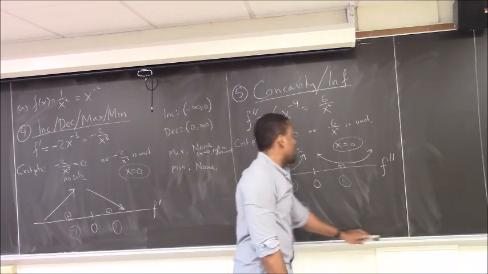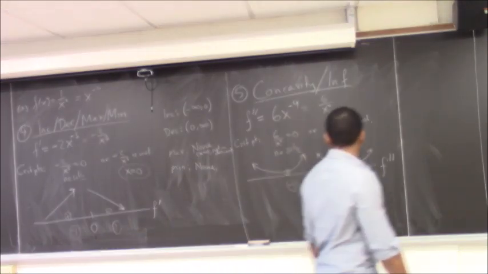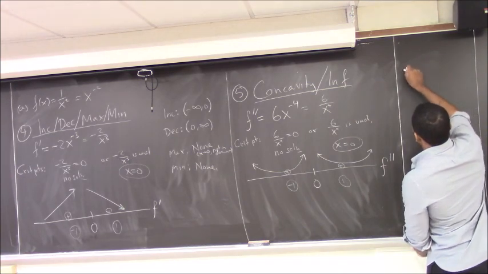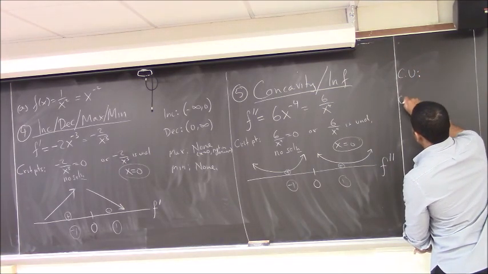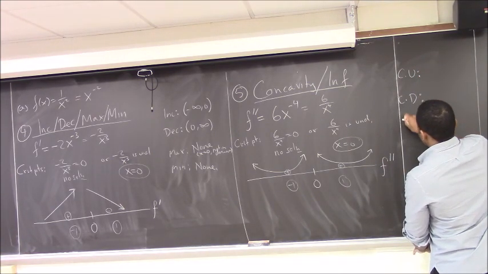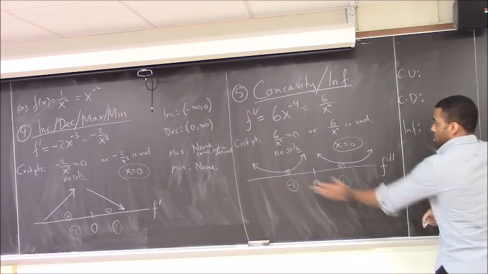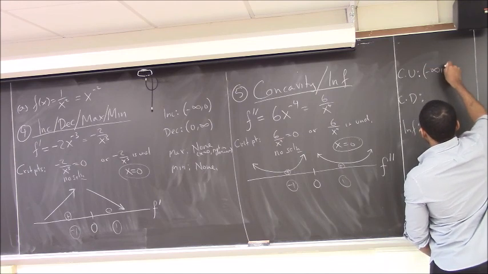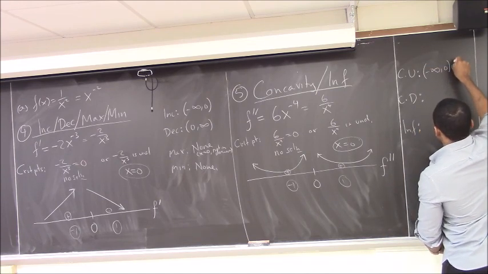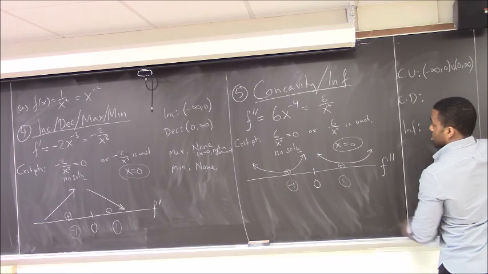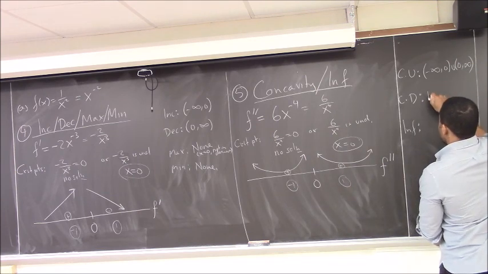So now I can again make some conclusions here. Where am I concave up? Where am I concave down? Are there any inflections? So notice I'm concave up on -infinity to 0, union 0 to infinity. I'm concave up everywhere. This is concave up, nowhere.